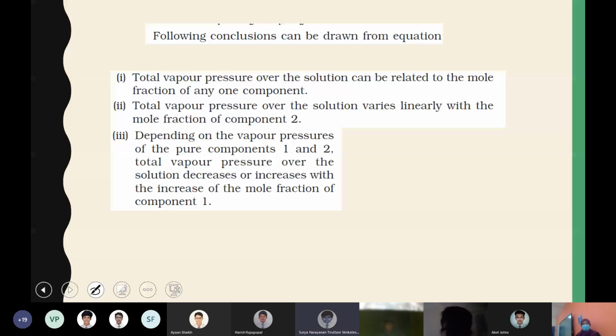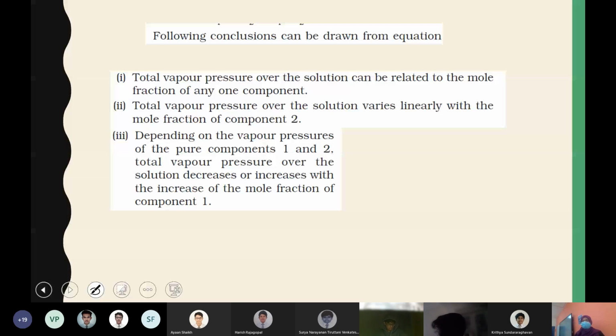Okay, anyway. Ma'am, it connects mole fractions also, right? Mole fractions and partial pressures. Yes, that term is there in Dalton's equation, but it is basically showing a relation between total pressure and its connection with the partial pressure. Okay, anyway, we'll discuss that.